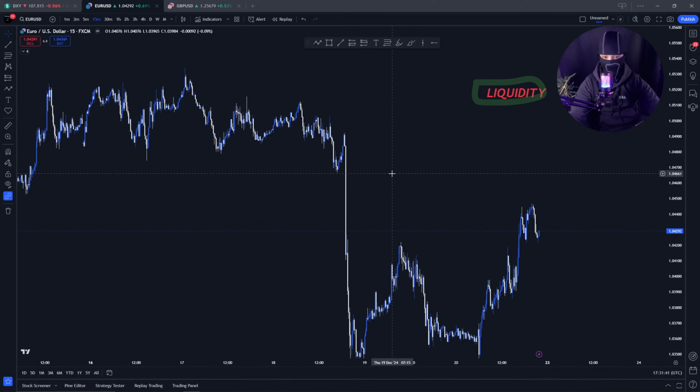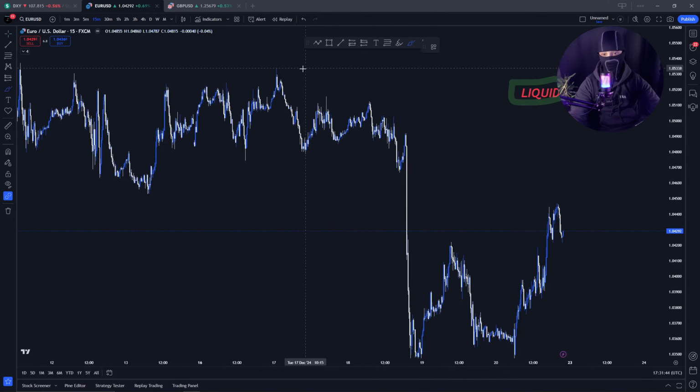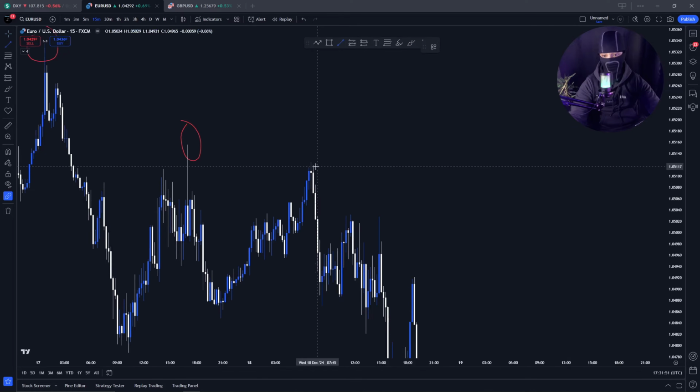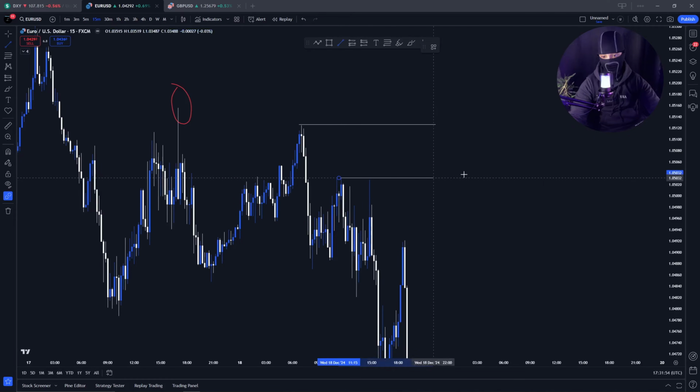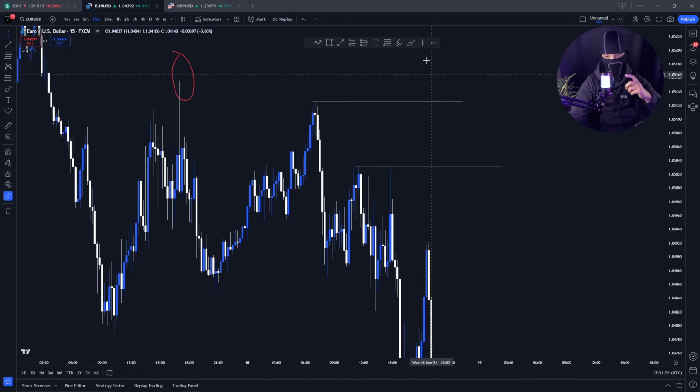Now that we know what liquidity is, we have to understand where it is in the market. There is liquidity on swing highs and swing lows. So if we zoom in, we can see that this swing high here, we have liquidity resting here. This high here, there's liquidity resting here. Now I want you guys to make a note of this. The strongest points of liquidity are equal highs and equal lows. As you guys can see here, these are relative equal highs. So there's a lot of liquidity here.